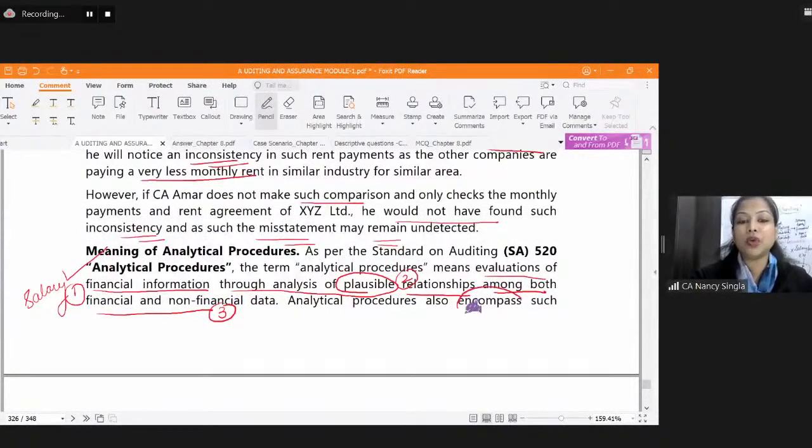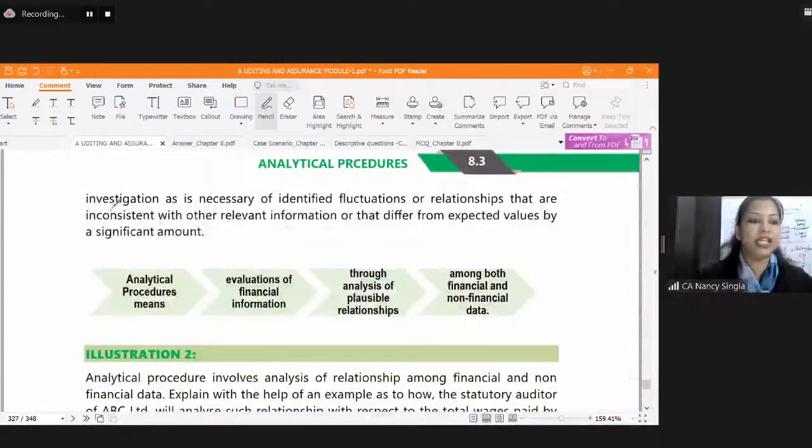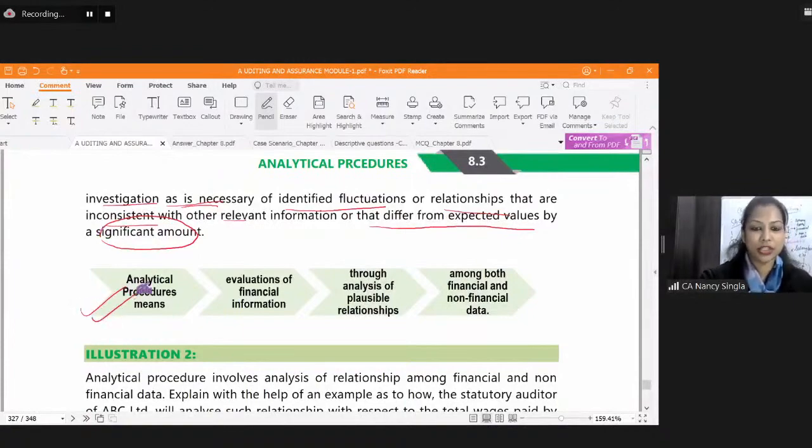Analytical procedures also encompass, the dictionary meaning is include, such investigation as is necessary of identified fluctuations or relationships that are inconsistent with other relevant information and that differ from the expected value by a significant amount. Clear? So this is the definition.